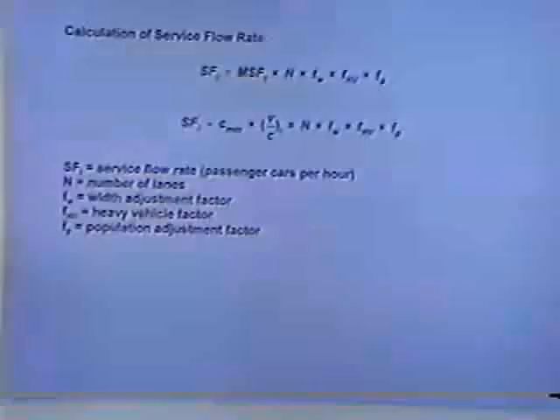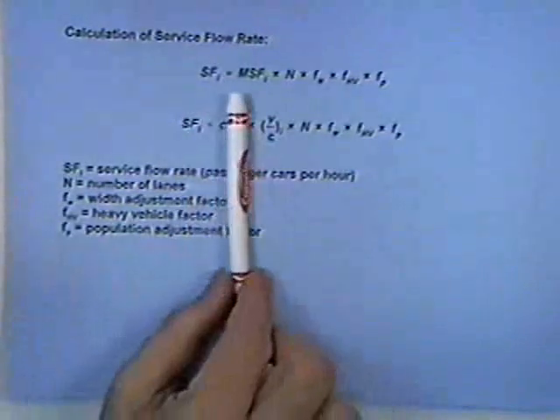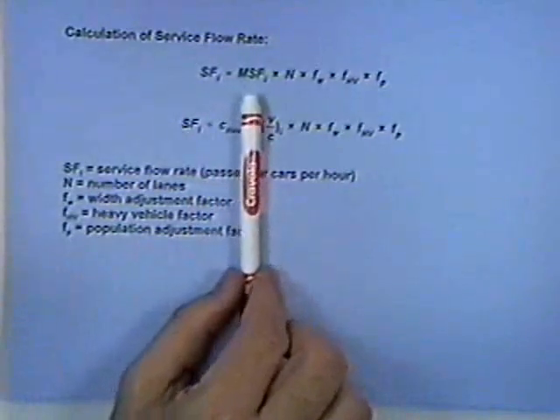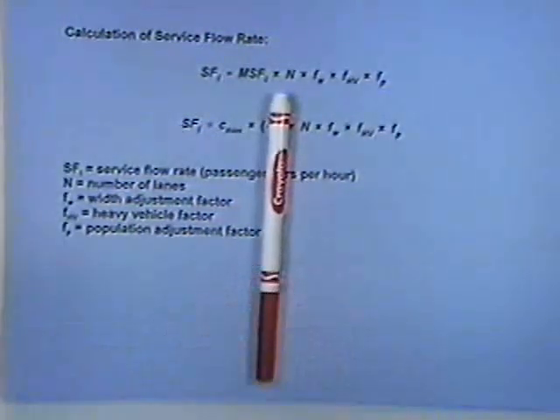Okay. Now, if we wanted to calculate the service flow rate, or the number of vehicles that we could accommodate, we would use equations that look like this for freeways. What we're trying to figure out is the service flow rate. We have the maximum service flow rate, MSF sub i, for different levels of service. And let me explain what these variables are in the equation there.